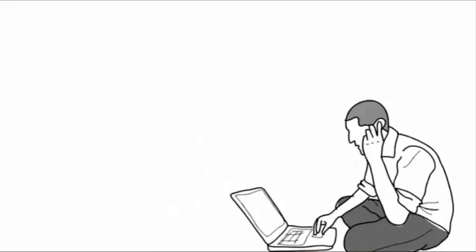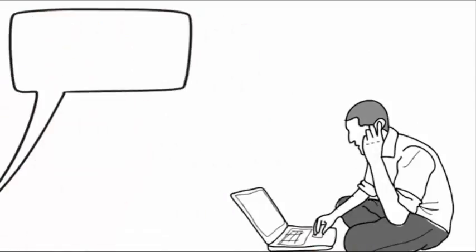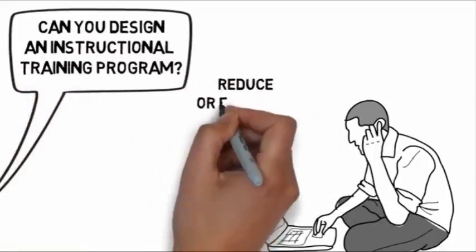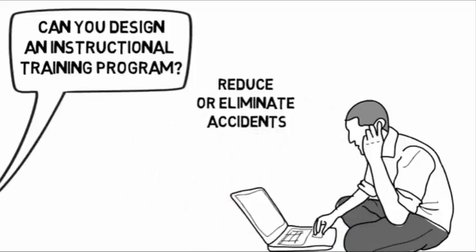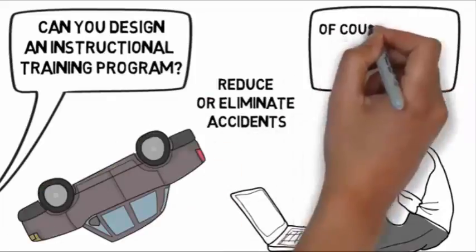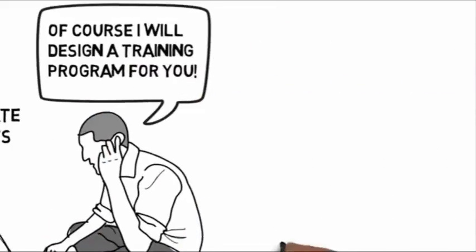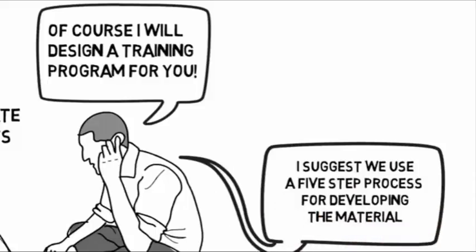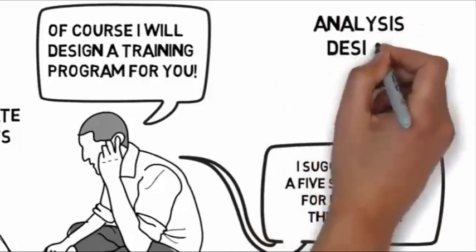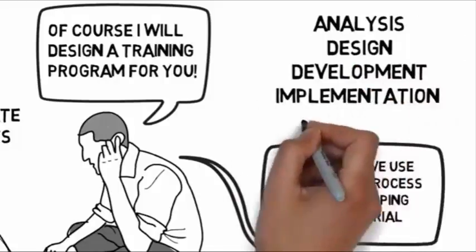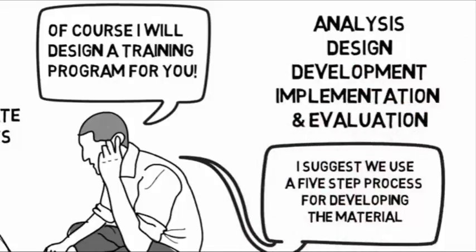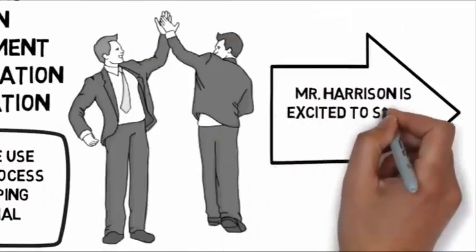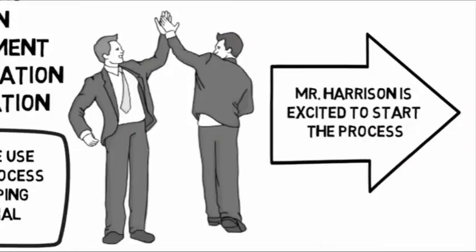Mr. Harrison calls on John, a specialist in instructional design, to talk about implementing an instructional training model that will reduce and possibly eliminate the high number of accidents that occur due to improper overtaking of vehicles on the highway. John suggests they use a 5-step process for systematically developing a training material. They are the analysis, design, development, implementation, and evaluation, also known as the ADDIE model. Mr. Harrison is very excited to start the process for building the training module.